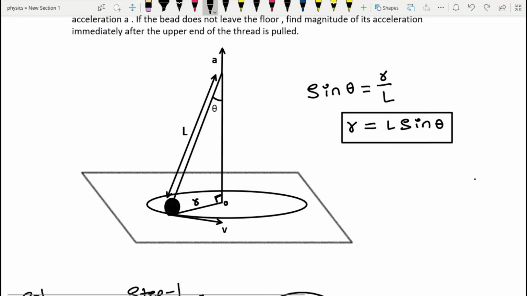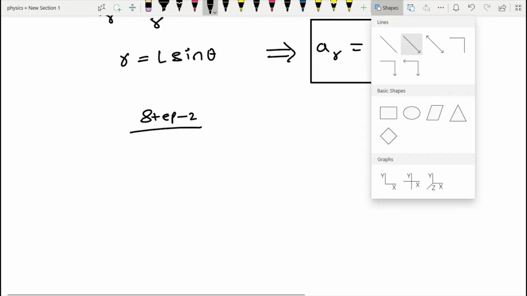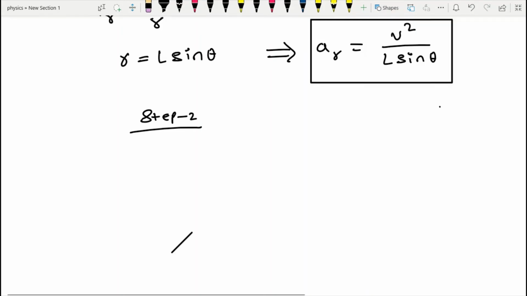So whenever the thread is pulled in upward direction in this manner, this end will have some velocity. Let us say the velocity of this end is VA, and this ball will try to move in this way with some velocity VB. So I'm going to draw the picture here. Just see the picture. It may look like this.